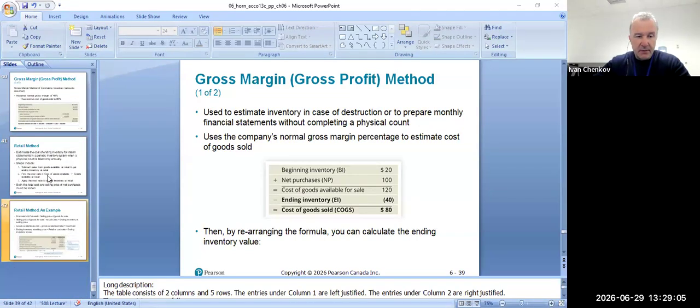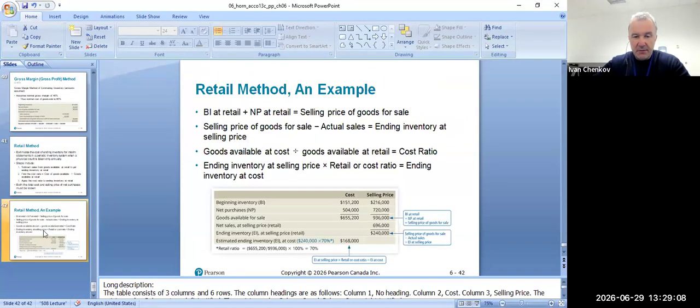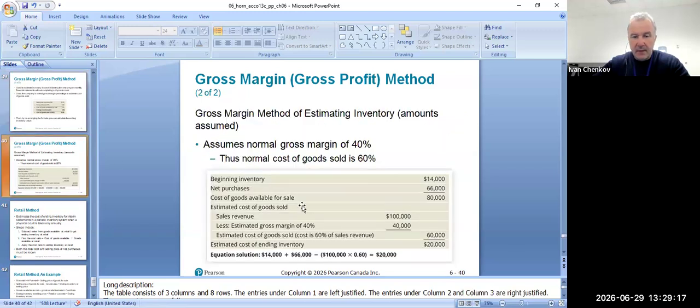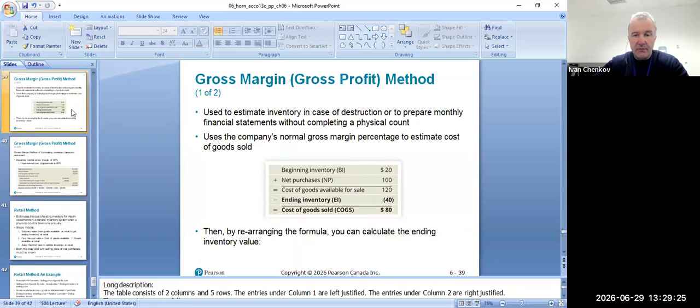And the retail method, I'm not going to chase you on the retail method. The only method I'm going to chase you on is the gross margin, or gross profit, method. I'm going to explain this specific method in class so you can understand it and we can go over it. So for now, let's go over some questions. Let's do some questions together. Enough with these slides and enough with this theory. Let's go with the practice.